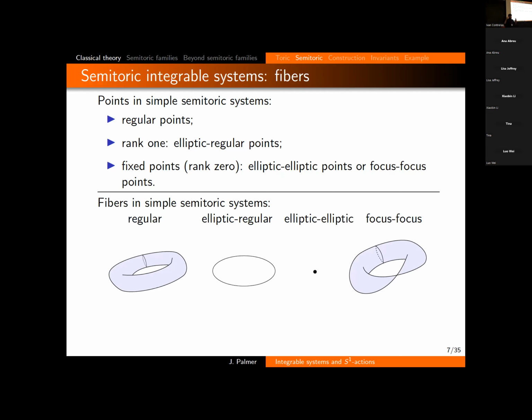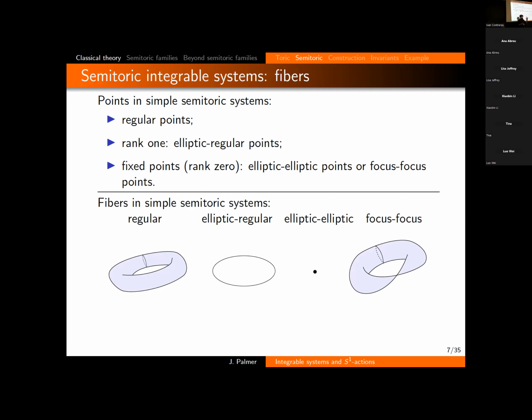So, we have a map from our manifold onto its moment image, and the fibers of that map are what I want to think about. If you take a regular point in a toric integrable system, well, actually in any integrable system, and you take the fiber that it's in, it's going to be a torus like this. This is like Arnold-Liouville, I guess. The elliptic regular points are the ones that correspond to the boundary in a toric system. These can also show up in semi-toric systems. These come with a circle.